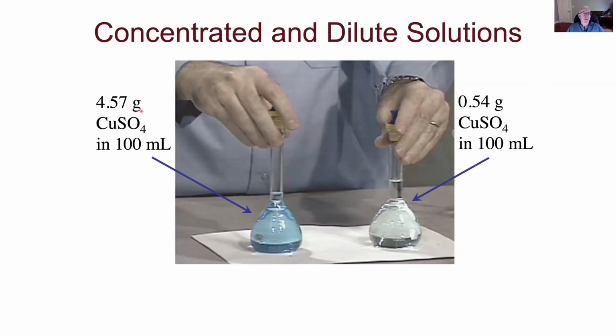What's different about them? The amount of copper sulfate. This one has about 4.5 grams of copper sulfate in it. This one has only about 0.5 gram, right? So there's a lot more copper sulfate in the solution over here. That's why it's got a darker color. We used copper sulfate for this because it has that nice blue color that makes it easy to see the difference in the concentrations there, right? So we would say that this solution over here is the concentrated solution. This one is the dilute solution because it has relatively less of the solute in it, or relatively more of the solvent. All right, so those are just a couple of examples of solutions.